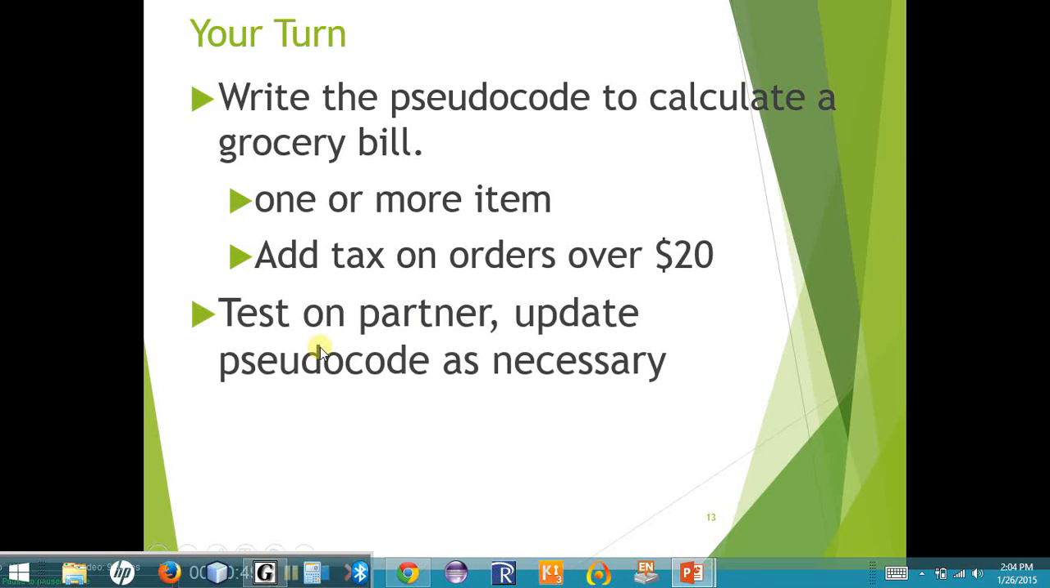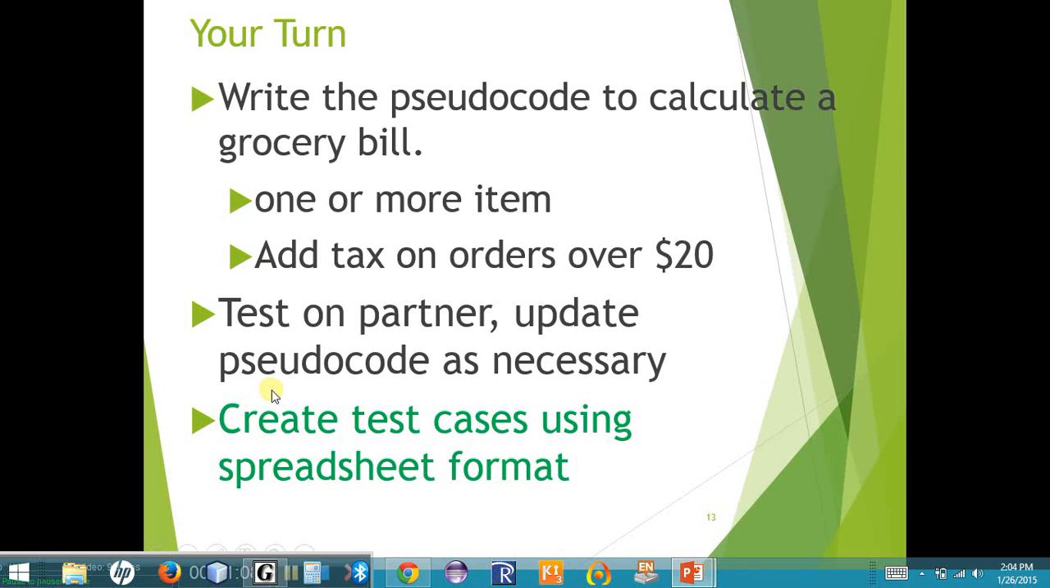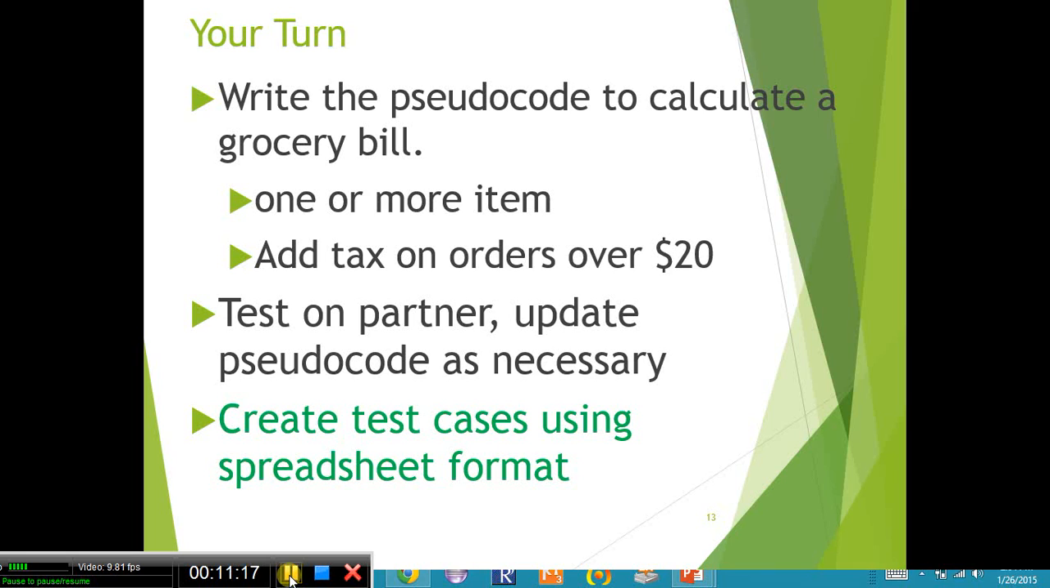And then, of course, you're going to test it on your partner. So once you've had a chance to write the pseudocode, turn to your partner, and you're going to move through your pseudocode one line at a time, asking them questions, breaking out your calculator, and doing calculations and displaying totals. And then you're going to update your pseudocode as necessary. Once you've done that, you're going to create a series of test cases using the spreadsheet format that I showed you in that document in the Getting Started module. You're going to create an actual set of test cases for this particular program that you're writing now.